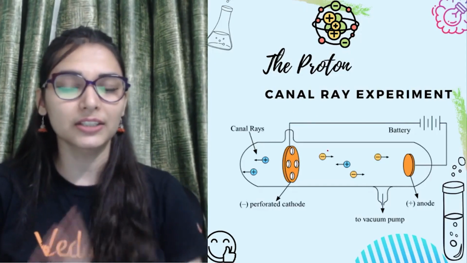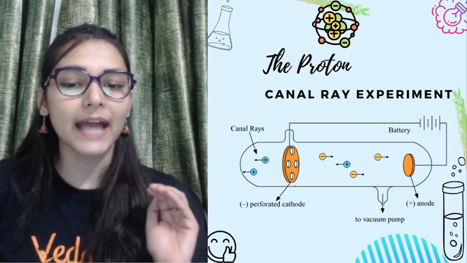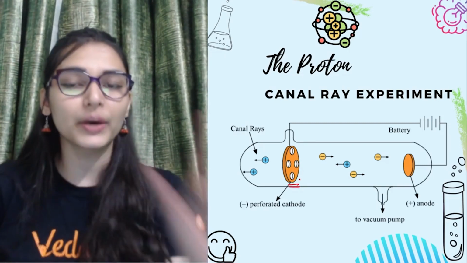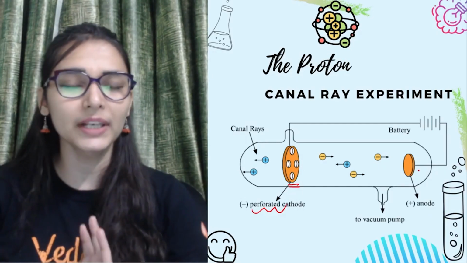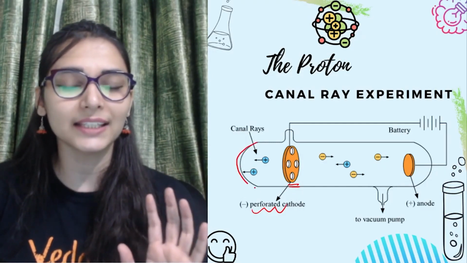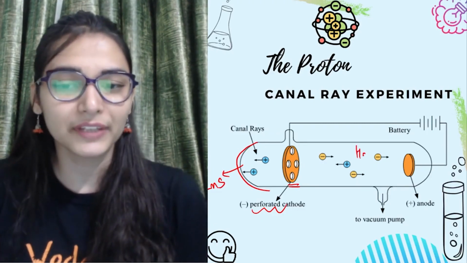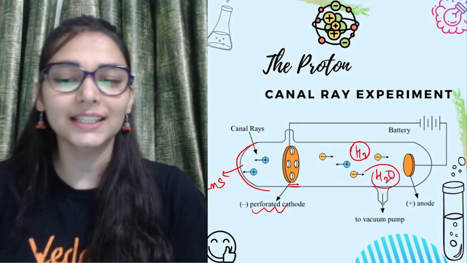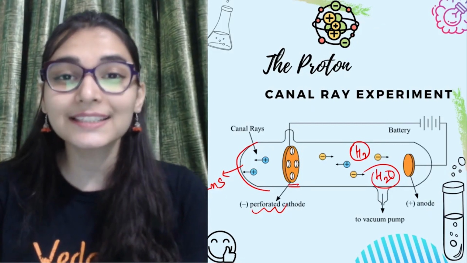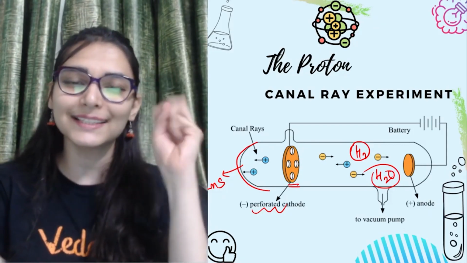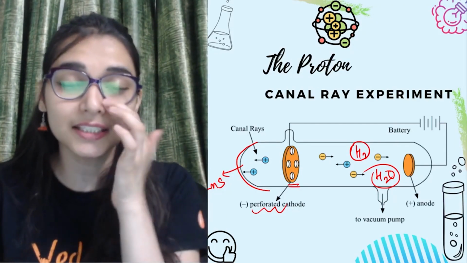He took a discharge tube, with the same conditions of low pressure and high voltage, and the cathode he took is perforated. It means it has holes in it. This is a normal anode. This time a zinc sulfide screen has been kept behind the cathode, and he filled a gas. When he completed the setup and the voltage was applied, it was observed that the zinc sulfide screen, which was kept behind the cathode, started glowing.